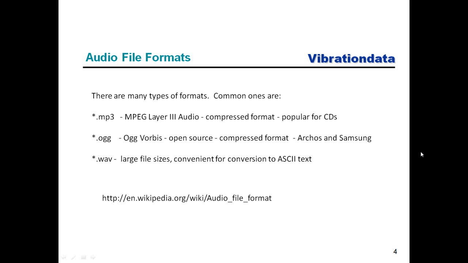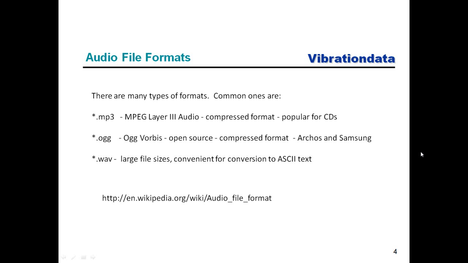Then the second one is the .ogg. This is OGG Vorbis. It's an open source format. It's also compressed, and devices like Archos and Samsung Android type devices make extensive use of the .ogg format.